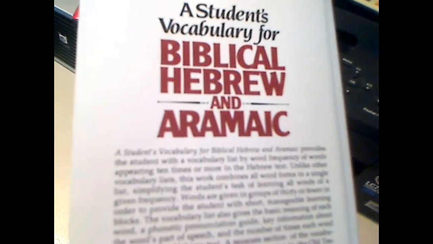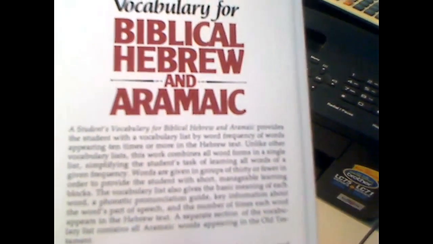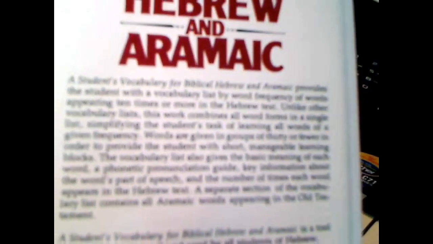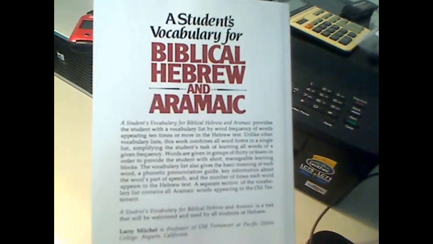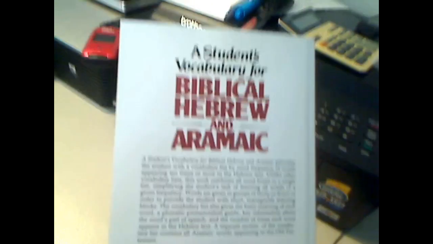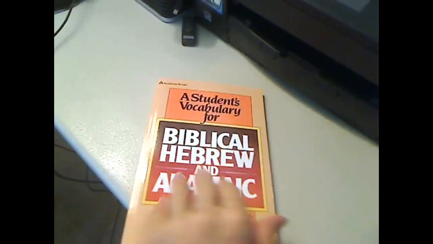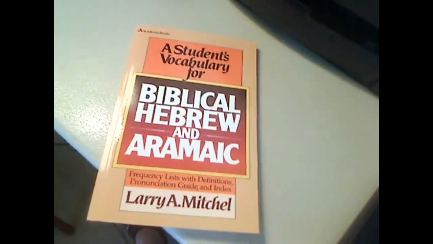So it provides the student with a vocabulary list by word frequency of words appearing 10 times or more in the Hebrew text. Unlike other vocabulary lists, this work combines all word forms in a single list, simplifying the student's task of learning all words of a given frequency. So I'm going to be trying to memorize. My goal is to memorize maybe up to about the middle of the book. I don't know. I'm just going to try to learn all these. My goal is to be able to read the Bible in Hebrew.